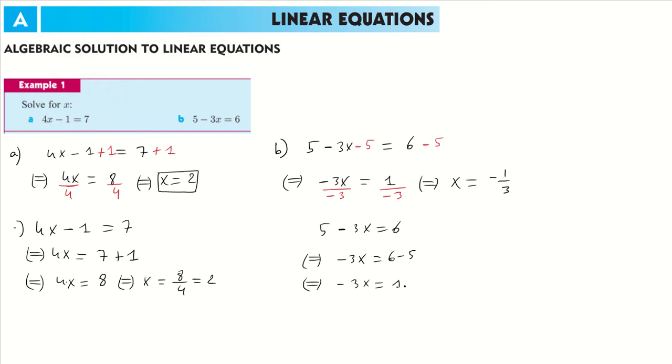Minus 3x is equal to 1. I have a minus 3 times x on the left-hand side. So it's times. When I move it to the right-hand side, it's a division. So x is equal to 1 over negative 3, or negative 1 over 3.